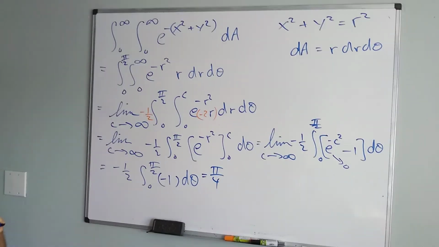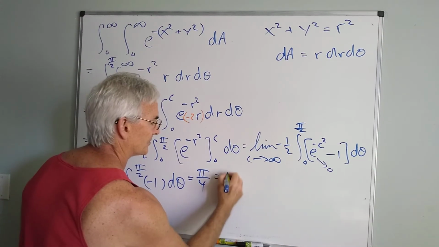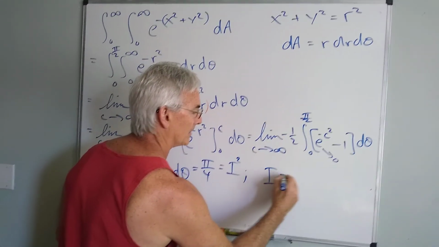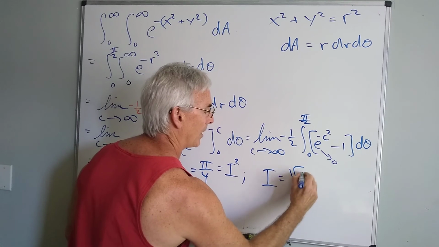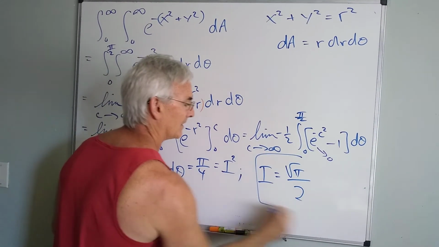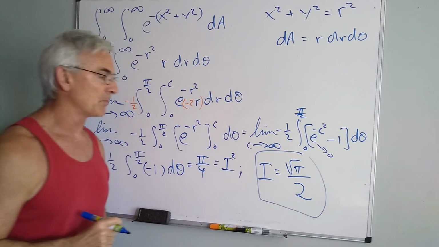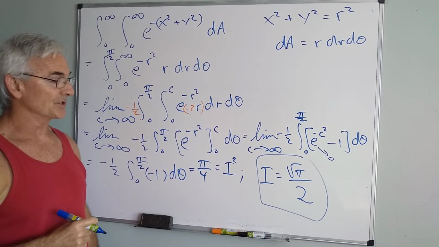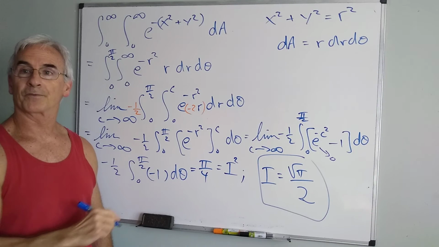Now remember, this represented I squared, therefore our original integral, which we called I, will be the square root of pi over 2. This becomes a hugely important result in the gamma function that I've posted online. So look at the notes online and compare to this video and we'll complete the picture.